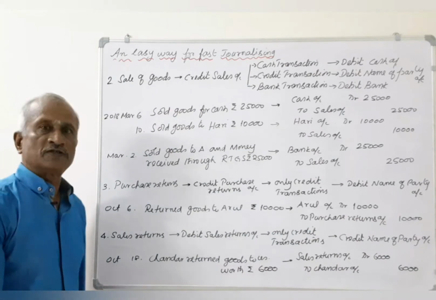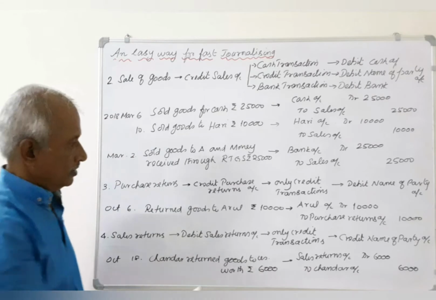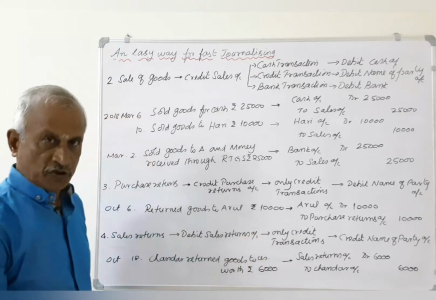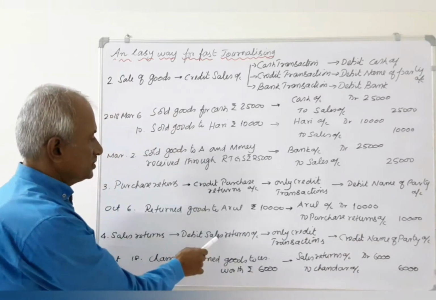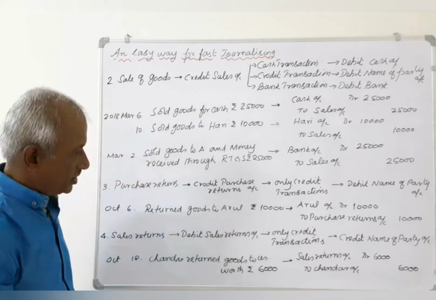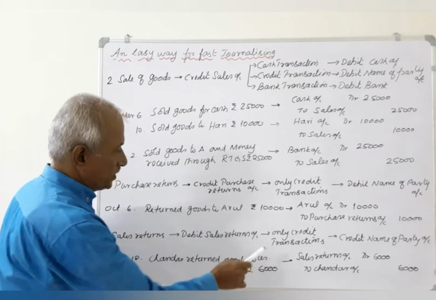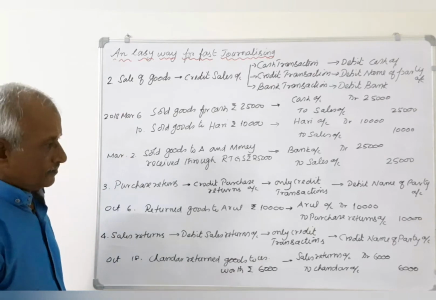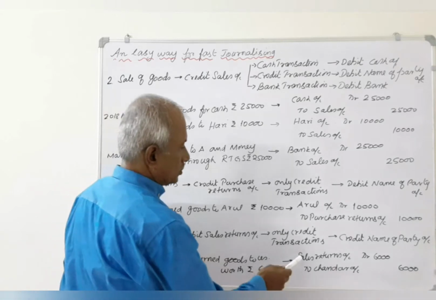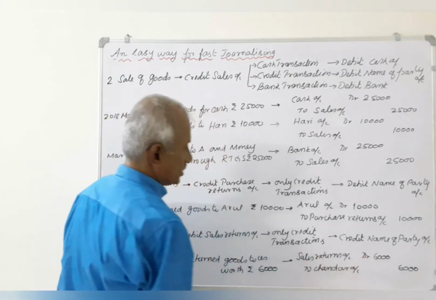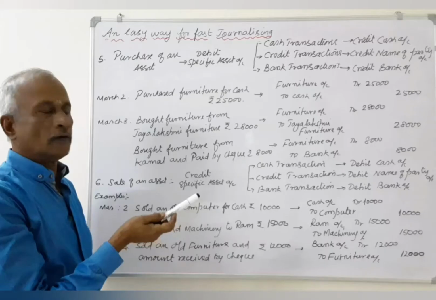4th, sales returns. Sales is credit, so sales returns is always debit. So you will find only credit transactions, so credit name of the party account. So the journal is sales returns account debtor to name of the party. Let us see an example. Chandar returned goods to us worth rupees 6,000. So this is sales returns. Debit sales returns account. Sales returns account debtor 6,000. Credit name of the party account to Chandar account 6,000.